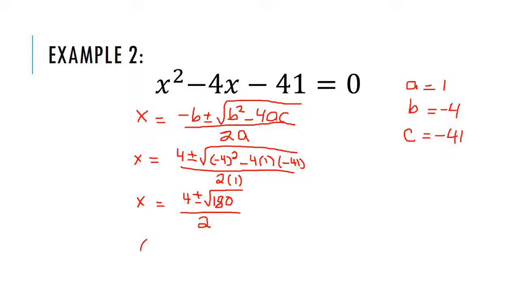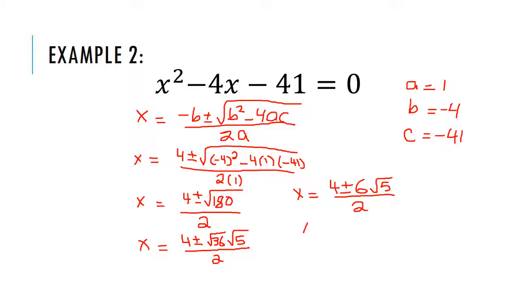And I can simplify this radical even more. 180 is basically 36 times 5, so I'm going to have radical 36 times radical 5 over 2, which means I'm going to end up with x equals 4 plus or minus radical 36, which is 6, times radical 5, over 2.